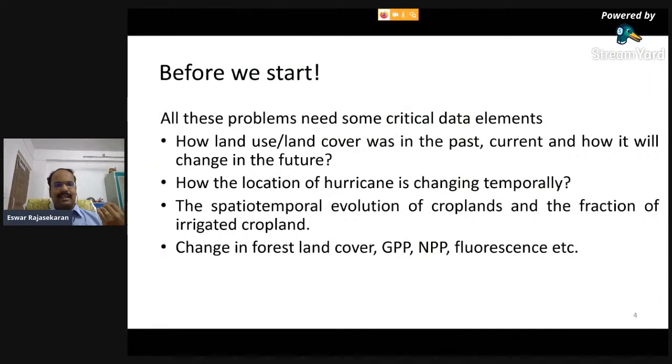And similarly, for a question related to forest cover, whether forest cover is really changing, and if it is changing, whether it is decreasing or increasing, how the vegetation property is changing, whether the forest is greening or browning, what the carbon stock in the forest is. All these kinds of data sets will be needed to answer the questions that I posed in the previous slide.